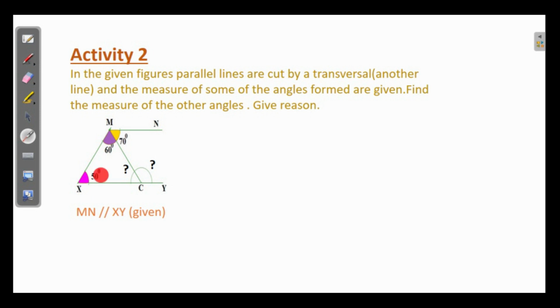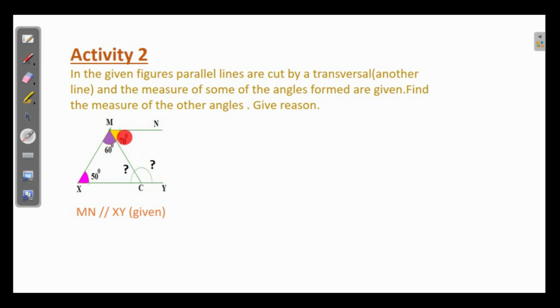So what type of angles are these? This large angle and this angle here, that is 60 plus 70, 130 degree, and here 50 degree. The sum is 180 degree. Similarly, here we have to take this MN and XY and take MC as the transversal. So which are the co-interior angles? These are the co-interior angles, supplementary angles.